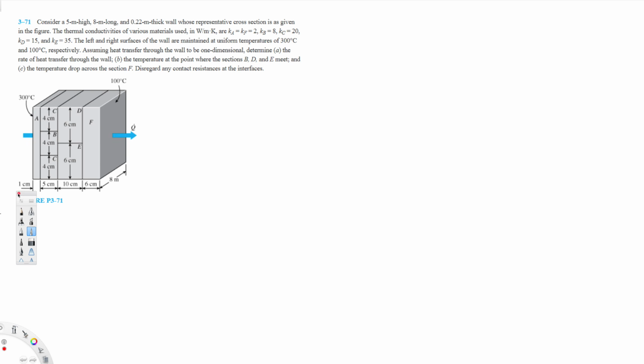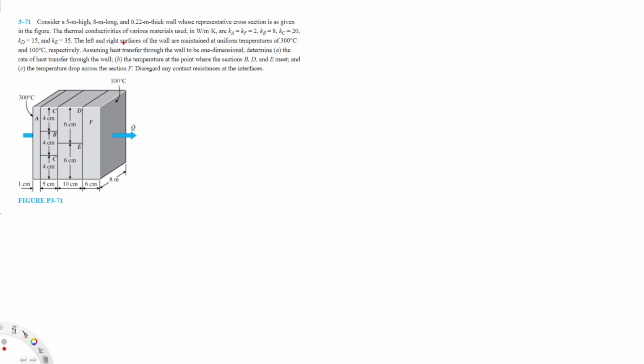This question is asking, consider a 5 meter high, 8 meter long, and 0.22 meter thick wall whose representative cross section is given in the figure. The thermal conductivities of the various materials used are given for each material.